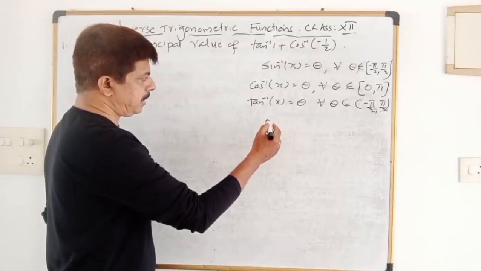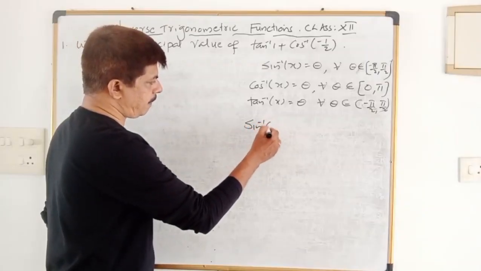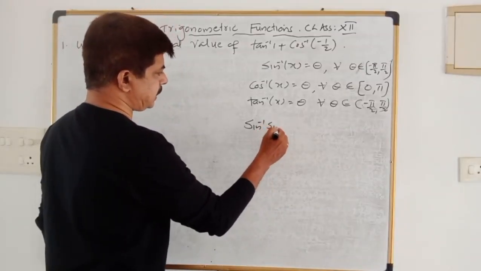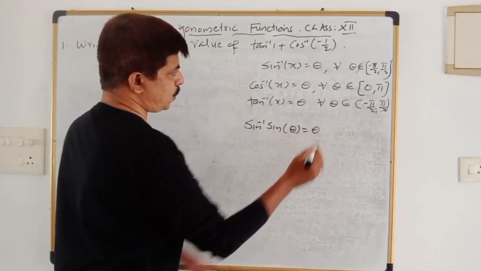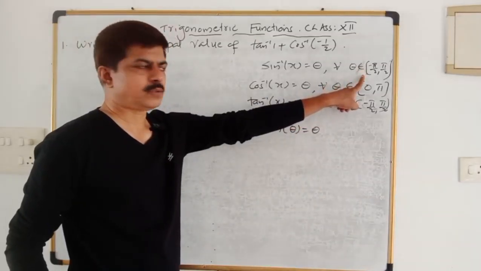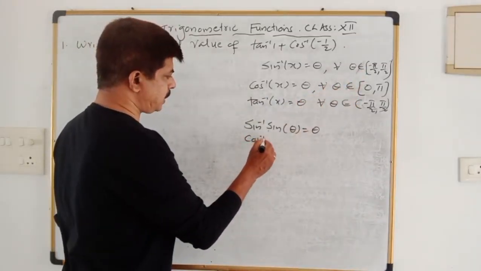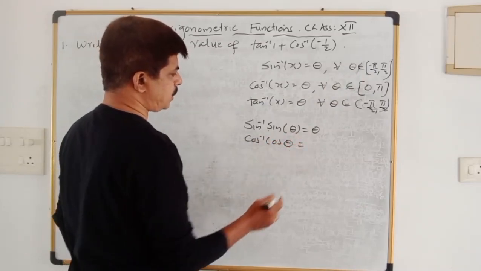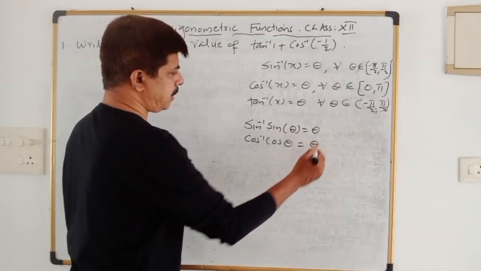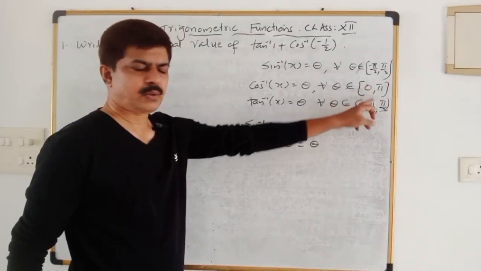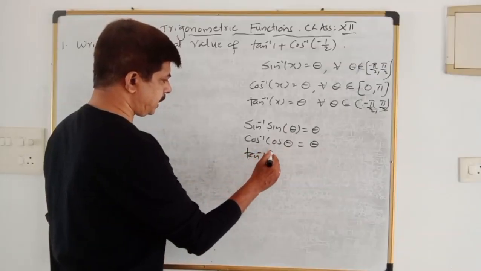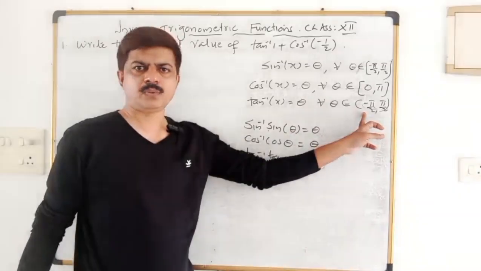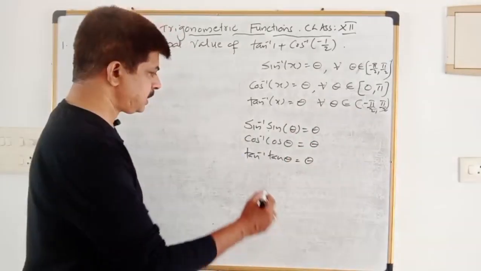Again, there are some results to be learned. Sine inverse sine theta is equal to theta for all theta belongs to minus pi by 2 to plus pi by 2. Cos inverse cos theta is equal to theta for all theta belongs to 0 to pi. Tan inverse tan theta is equal to theta for all theta belongs to minus pi by 2 to plus pi by 2.